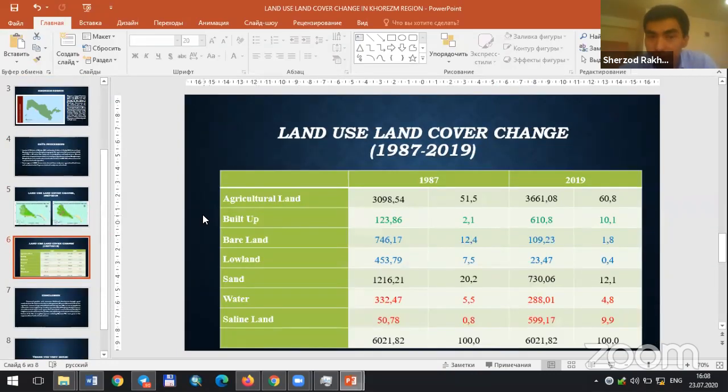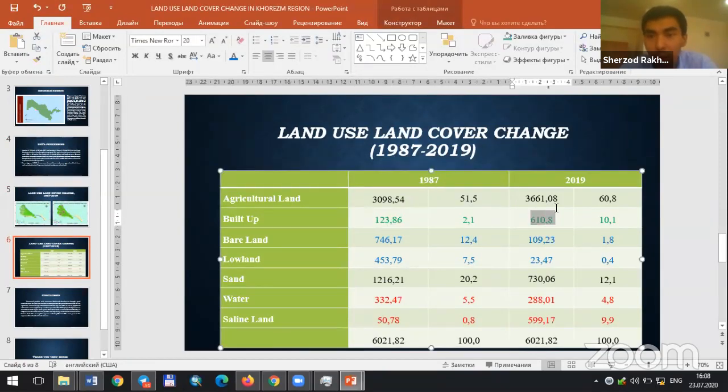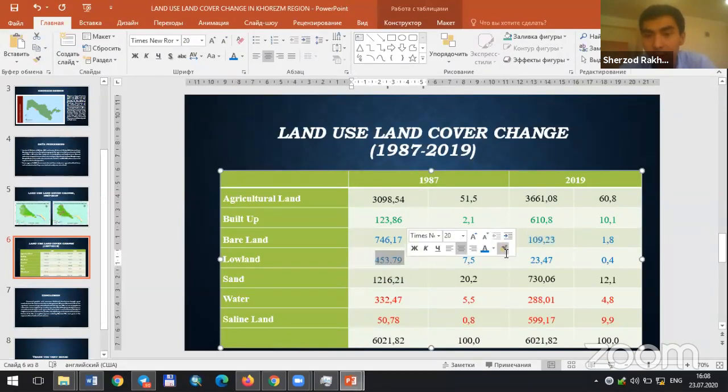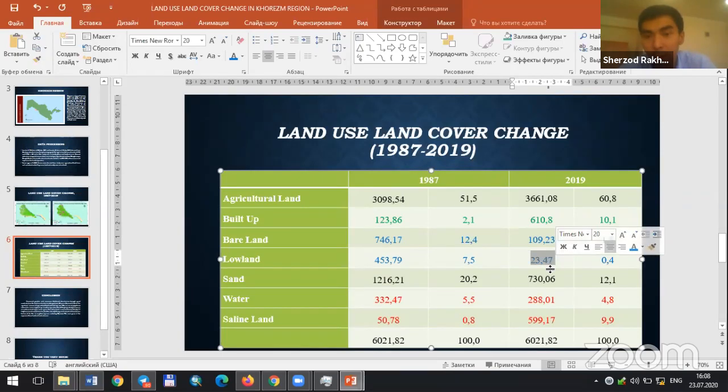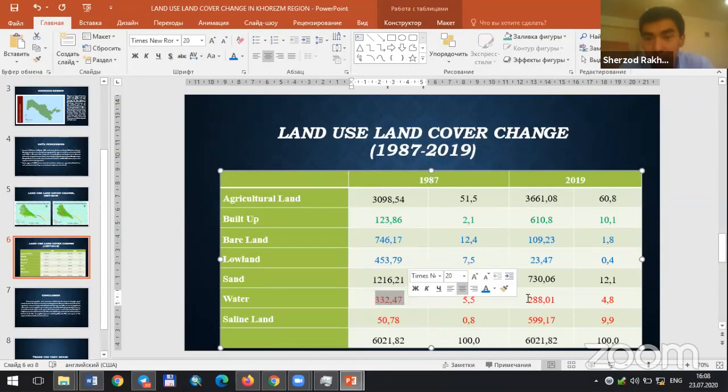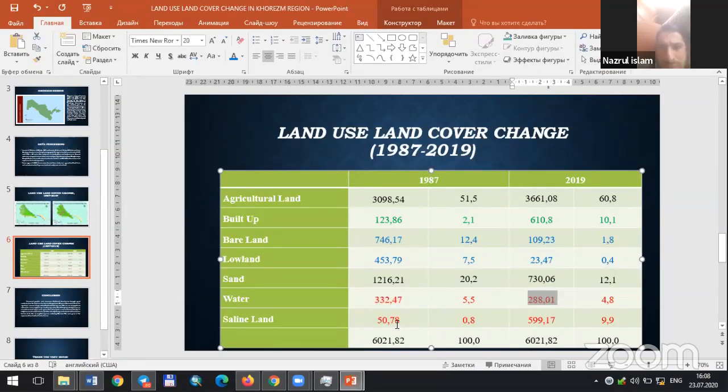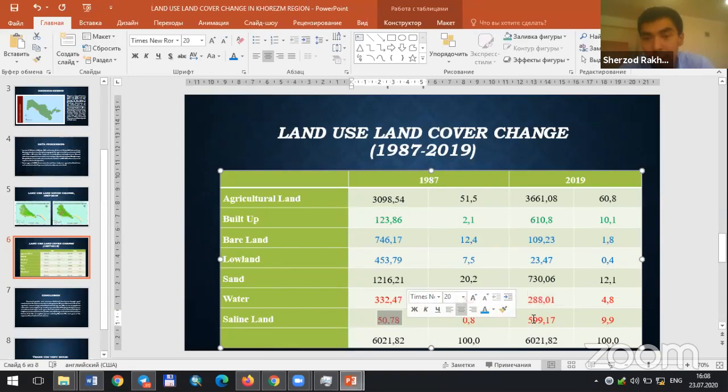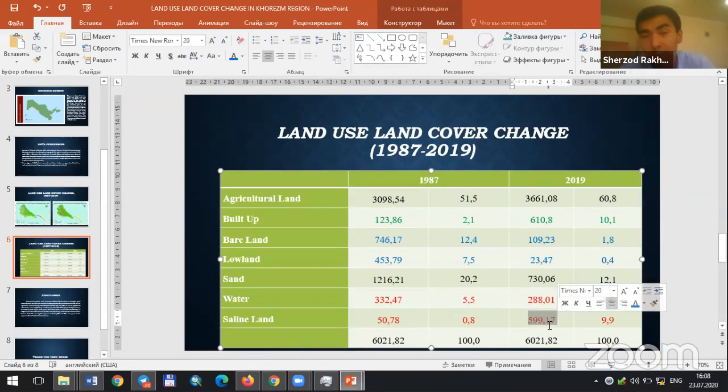This is a table which shows how the land use cover has changed. Built-up area has increased by almost 5 times, and bare soil land has decreased, more than 5 to 6 times. Lowland also decreased by more than 20 times, as well as water decreased, while saline land increased by 10 times, which is because of the shrinkage of the Aral Sea.